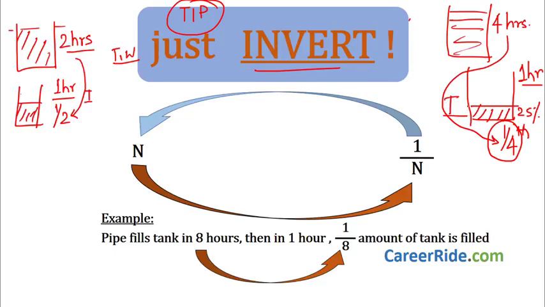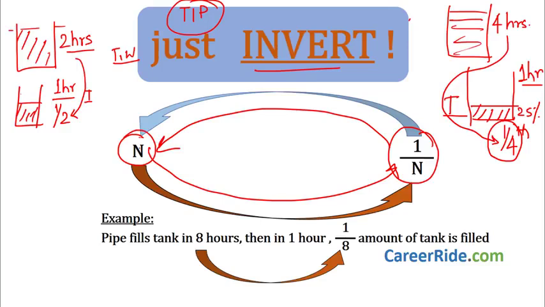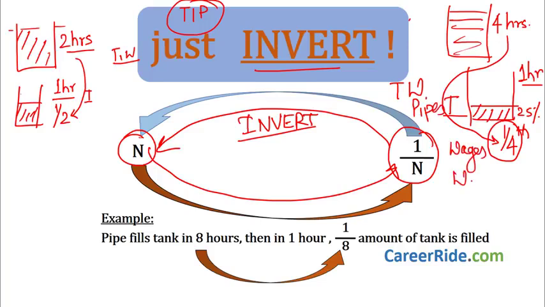That is the same over here. When we have n, we just invert it and get 1 by n. When we have 1 by n, we invert it to get n. This is nothing but the rule of invert. If you remember this rule, you will be able to solve all the sums related to time and work, related to pipes, as well as some sums related to wages and work, etc.